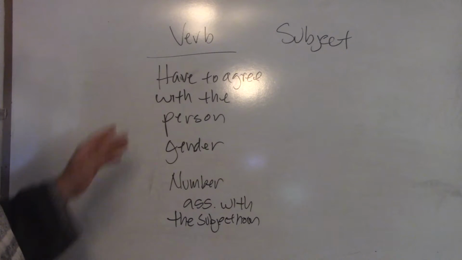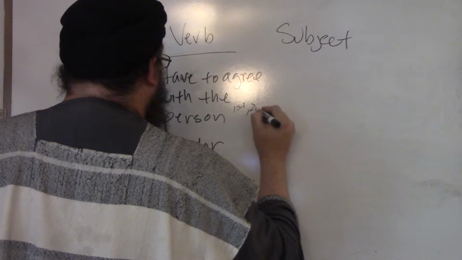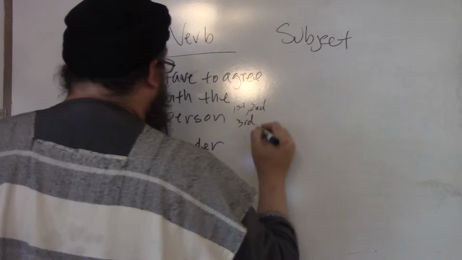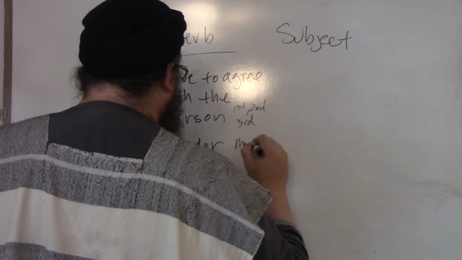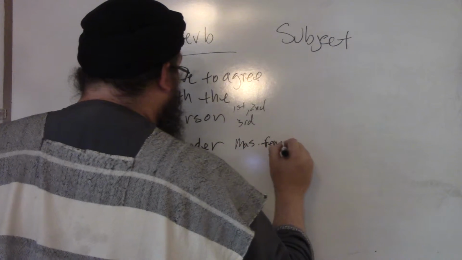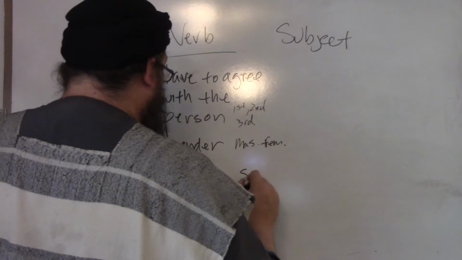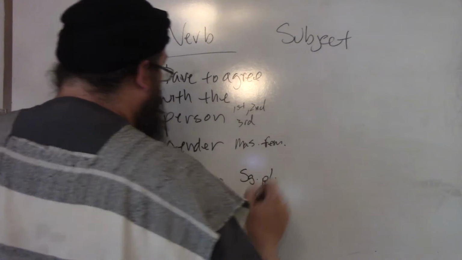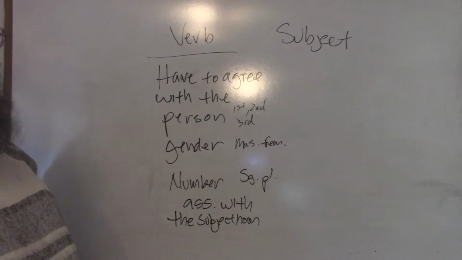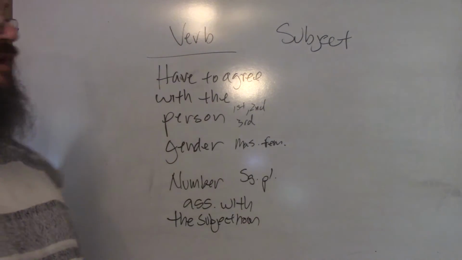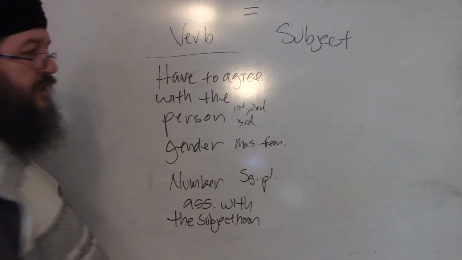Alright? So person, we're talking, is it first, second, or third? Gender, we're talking, is it masculine or feminine? And number, we're talking very simple, is it singular or is it plural? Alright? And all of this are the rules of how subject and verbs work. Verbs have to agree. Okay?